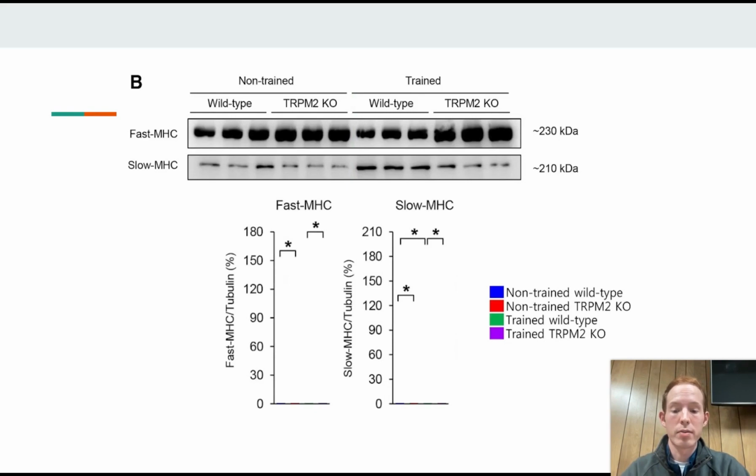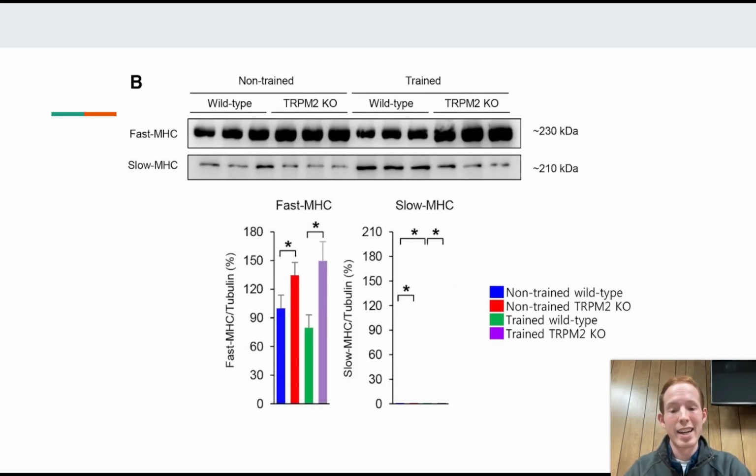This leads us into our next graph, which is fast twitch percentage over tubulin and slow twitch percentage over tubulin. Looking first at our fast twitch, we can see our key is the same. Our blue non-trained wild type were around 100%, and then after training, we actually decreased, which is what we expected to see. Whereas our knockout, we can see we're at around 150% fast twitch, and then after training, we actually increased a little bit, which probably comes down to the measurement tools used and probably human error. But what we didn't want to see was a decrease. And that's exactly what we didn't see. There was an increase, meaning that we're not losing any fast twitch fibers upon being trained.